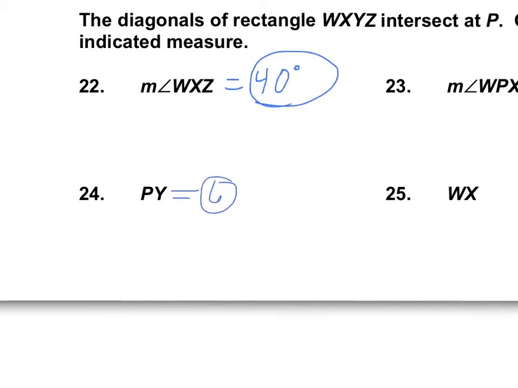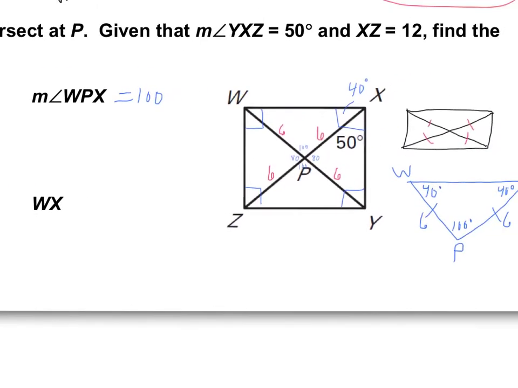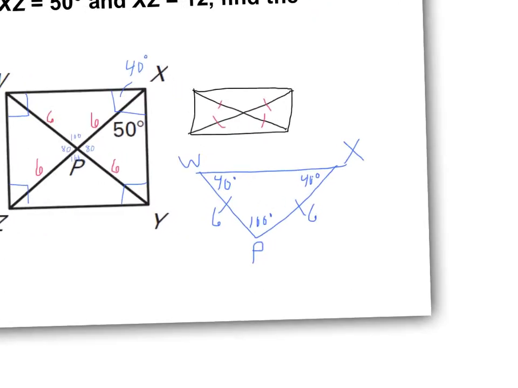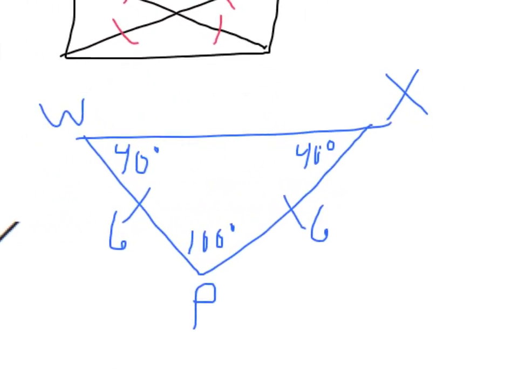All right, and the last one, WX. WX, that's this top portion here. I know in a rectangle that opposite sides are congruent, but I don't know what this other side is. So I can think of two ways to figure this out. If you want to use the original triangle that we were looking at here to figure out WX, we could do that. The issue here is that this is not a right triangle.